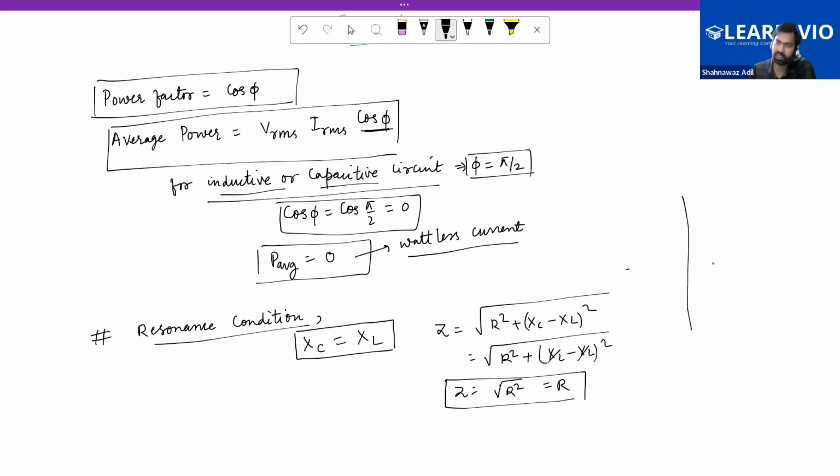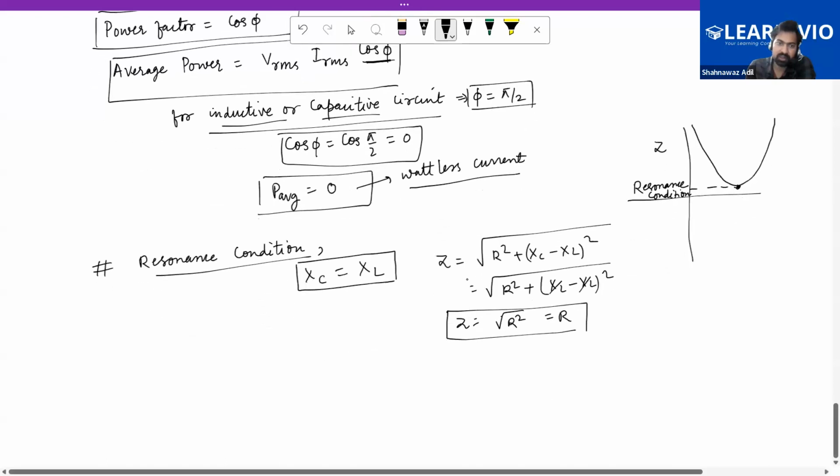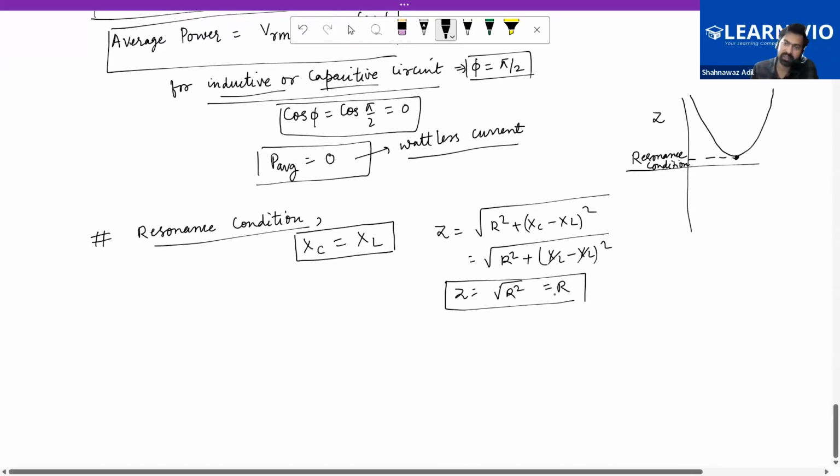So this would be the graph of the impedance, right? So impedance would be minimum at resonance condition. This is what we call resonance condition. This is your Z, right? So this is how the Z is varying, and this is called resonance condition. Okay, and then at resonance condition, impedance becomes R.